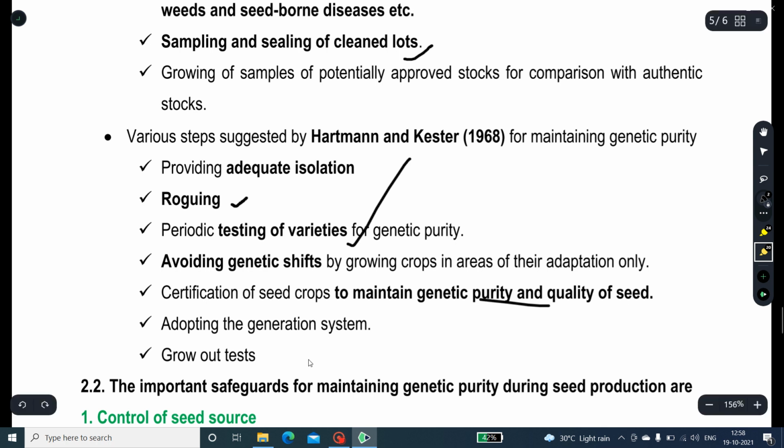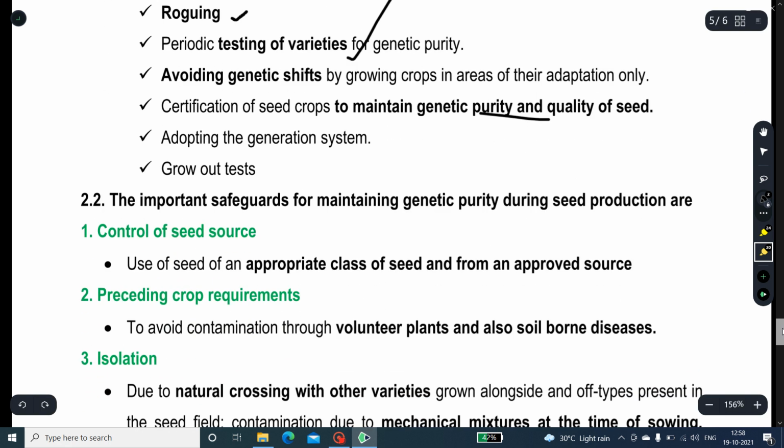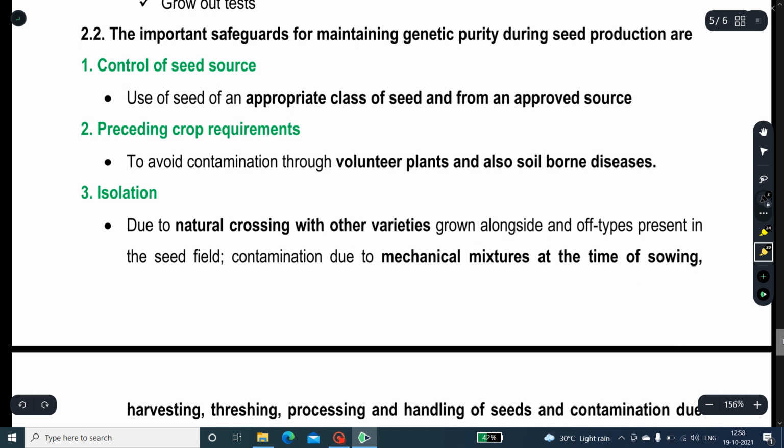This is conducted to determine the genetic purity of the seed. And the various important safeguards for maintaining the genetic purity during seed production are these. These points we have also already seen in case of hybrid seed production. Let us see one by one.